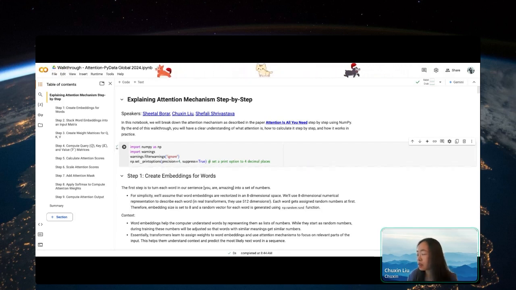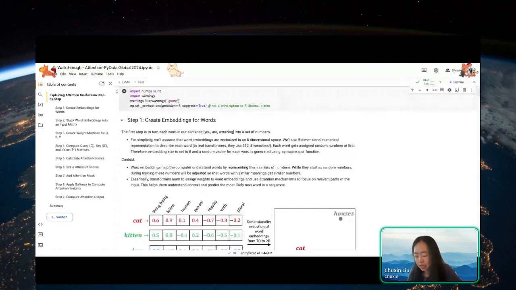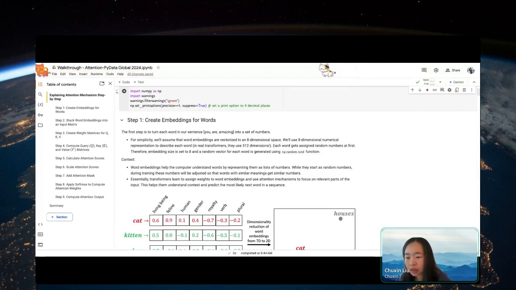Okay. So now we are at step number 1, create embeddings for words. This part, basically we need to break down our sentence into a set of numbers. Our sentence is "you are amazing," so we have 3 words here. We'll just assume that these 3 words are 3 different tokens. In reality, we might have more. So for simplicity, we also assume that the word embeddings are vectorized in an 8-dimensional space.